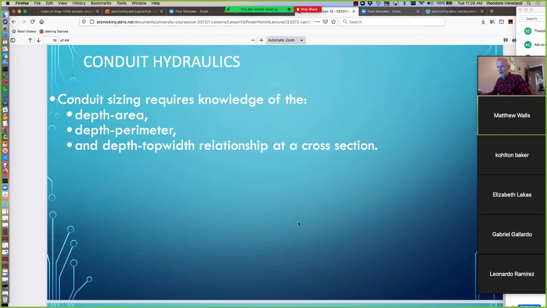So the conduits are the pipes, and to size them, we have to know some things. Once we select a pipe material, and we select a pipe slope that we're going to put the pipe in its trench at a particular slope, then we need to determine the depth area, depth perimeter, and depth top width relationships in a cross section. And these are used to evaluate the hydraulic adequacy of whatever we design.